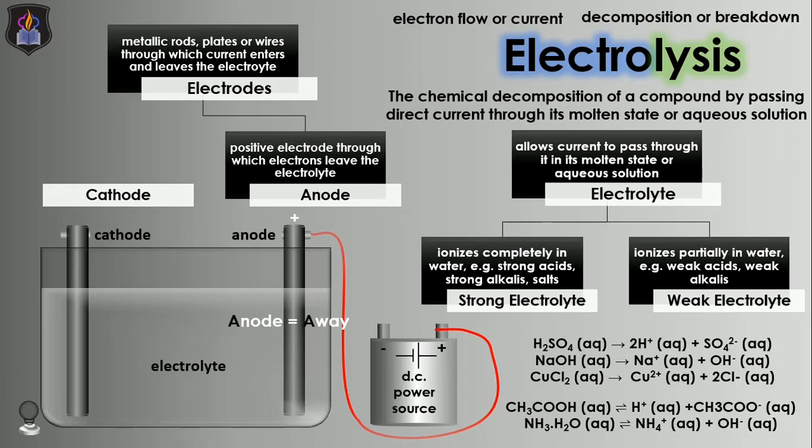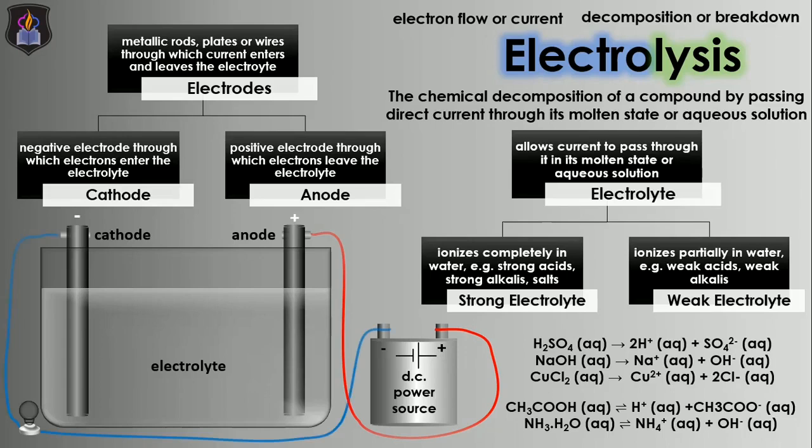On the other hand, cathode is the electrode connected to the negative terminal of the battery, which makes it negatively charged. It is the medium through which electrons enter the electrolyte. Remember C for cathode and C for come in. Reduction occurs at the cathode.